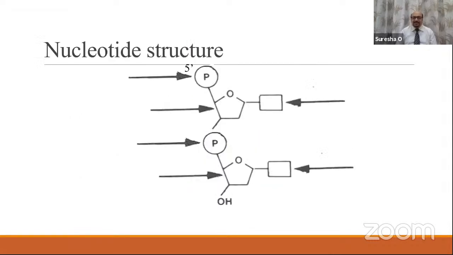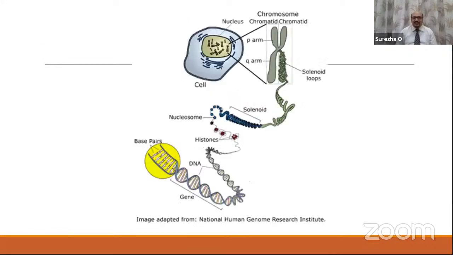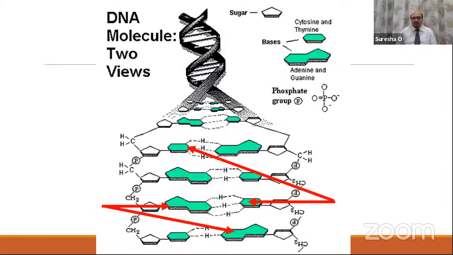This again gives the same information. So this is the arrangement of nucleotides in DNA and RNA. So how and where they are. In the nucleus, you have chromosome, chromatid. There you find DNA with the structure shown here, a double helical structure, the two strands being held by hydrogen bonds.